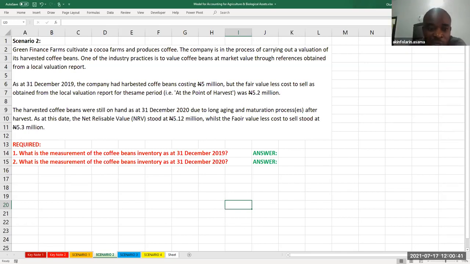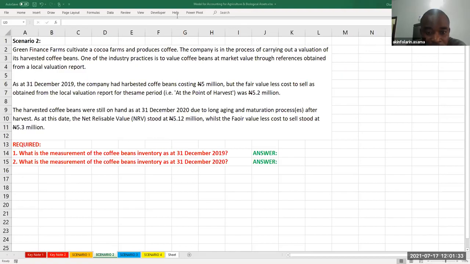So let me make an attempt here. The first part says, what is the value of the coffee beans as at 31st December 2019? What I realized is that as at 31st December 2019, the coffee beans were still an agricultural produce. Being an agricultural produce, the standard expects us to measure it at fair value less cost to sell. From the question, we already have a fair value less cost to sell from a survey from a local farmer. So I think that will be the answer, which is 5.2 million. So I think that will be the answer to question 1.